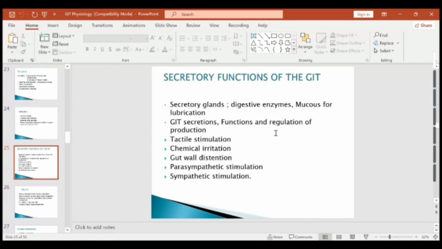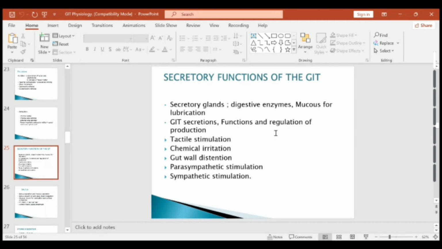So that was about the movement of the GIT. Let's go into the second phase and see the secretory functions of the GIT. For secretion, we talk about the glands. We have several of them, starting all the way from your mouth, where we have the three salivary glands: the parotid, sublingual, and submandibular, which secrete saliva. It secretes digestive enzymes and mucus for lubrication. Those are the two purposes. And it's under the regulation of both the hormonal and the nervous system.